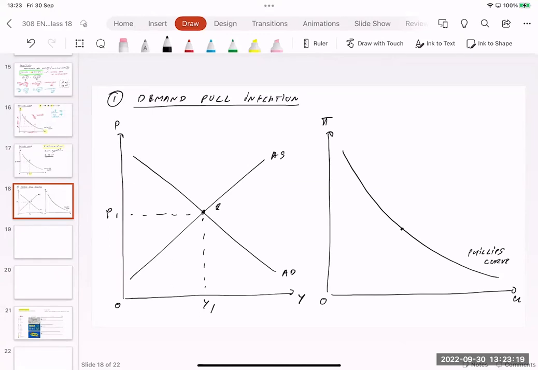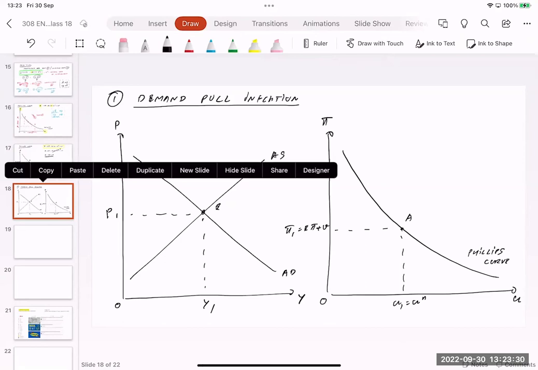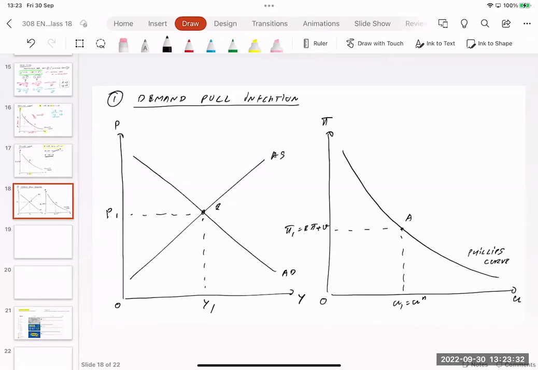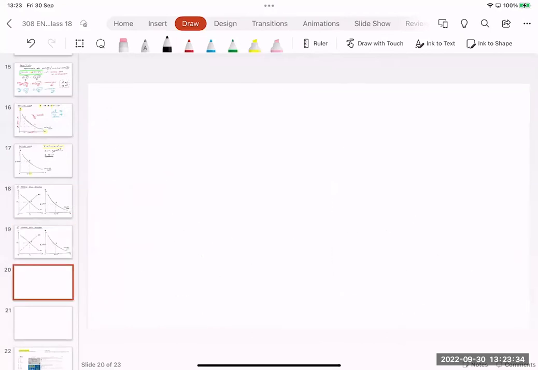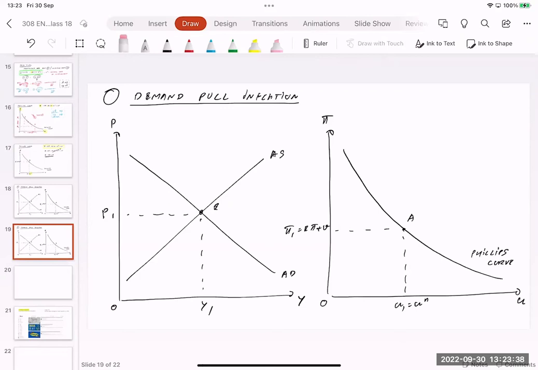The reference point may be here, point A, u1 equals un, pi 1 equals expected pi plus v. Let me copy this one and paste it again so I can show you the second type of inflation. So for the first one, demand pull inflation, what is it? How does it look?